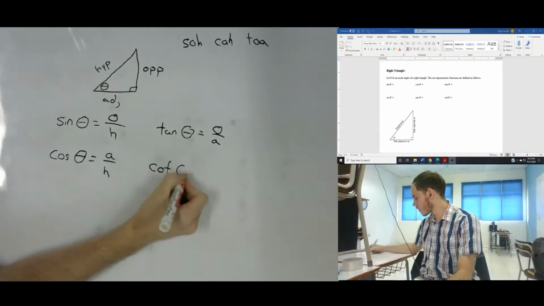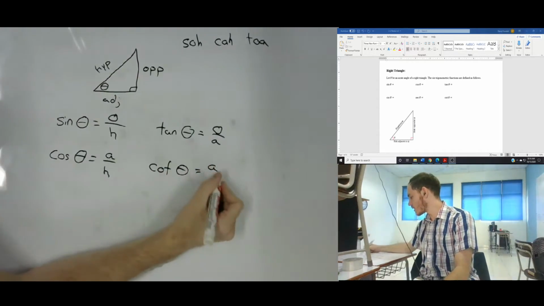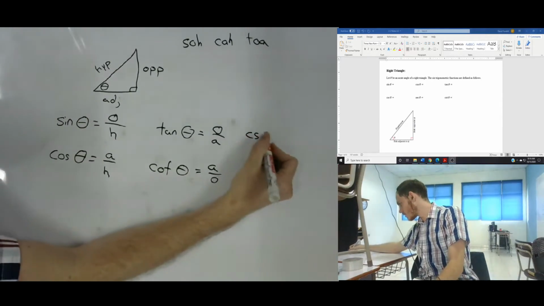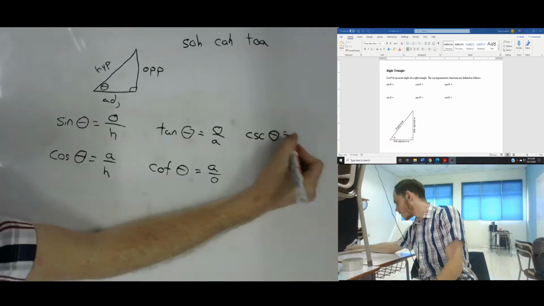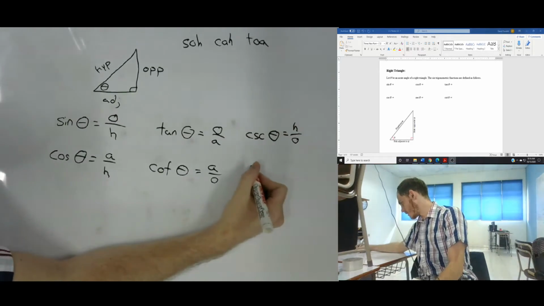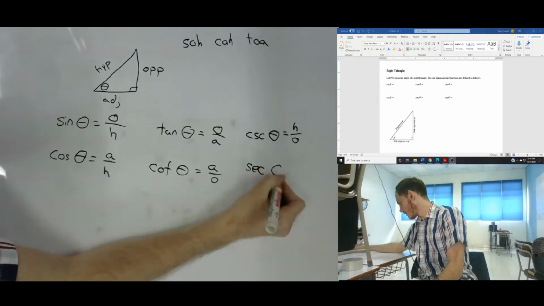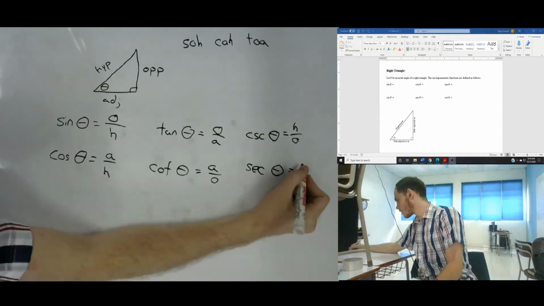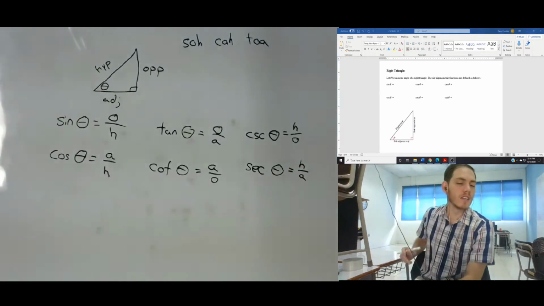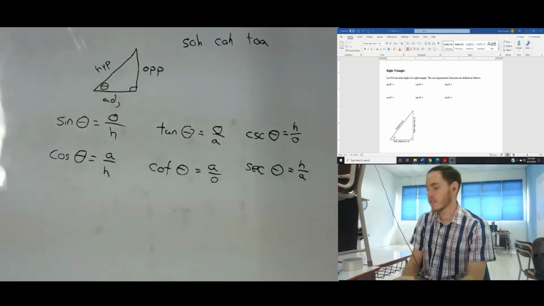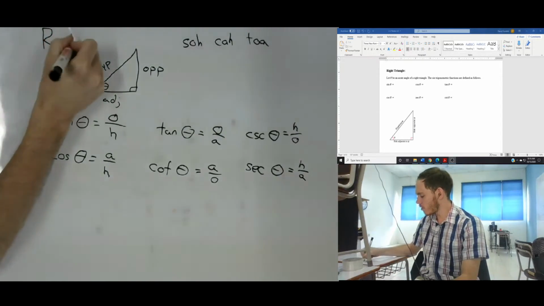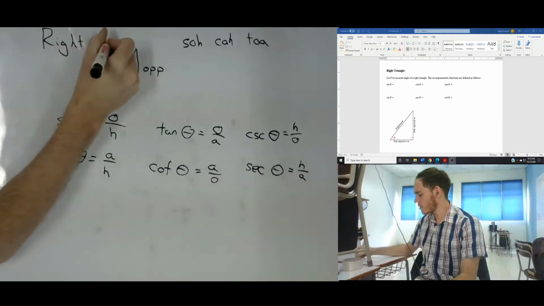Cotangent is going to be adjacent over opposite. And then cosecant is going to be hypotenuse over opposite. And secant is going to be hypotenuse over adjacent. Okay, so those are our 6 for right triangles. This is only for right triangles.